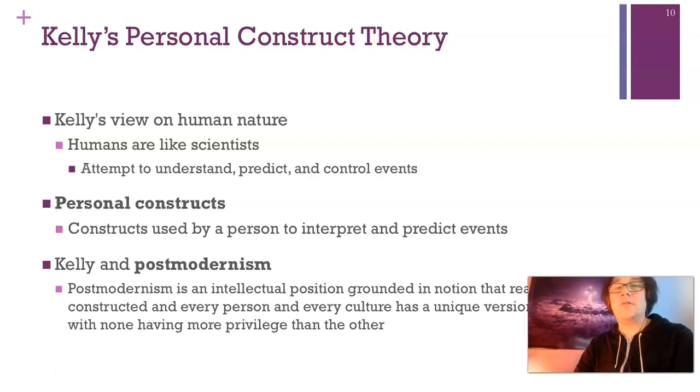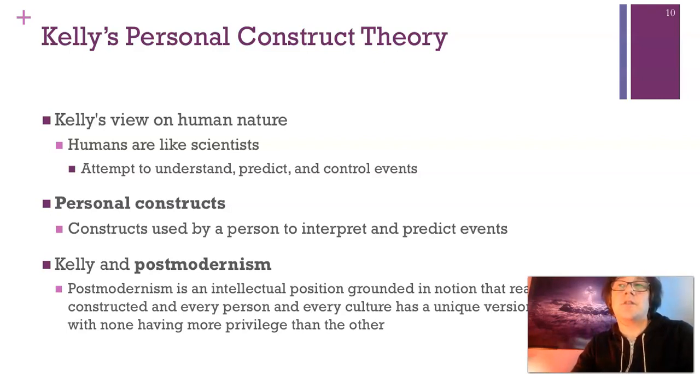So we have these constructs that we use to interpret and try to predict events, and these constructs are unique to ourselves. So again, no two people are going to have the same personal construct system, and so their own unique interpretation of the world is inevitable, right? So again, we all have our own unique interpretation of the world, and we make predictions based on that interpretation.